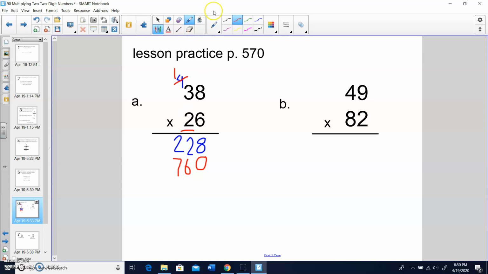Okay, I've now multiplied by the ones place and the tens place. I can add the 2 partial products together. 8 plus 0 is 8. 2 plus 6 is 8. 2 plus 7 is 9. Okay, so altogether we have 988. Go ahead and try B, 49 times 82.